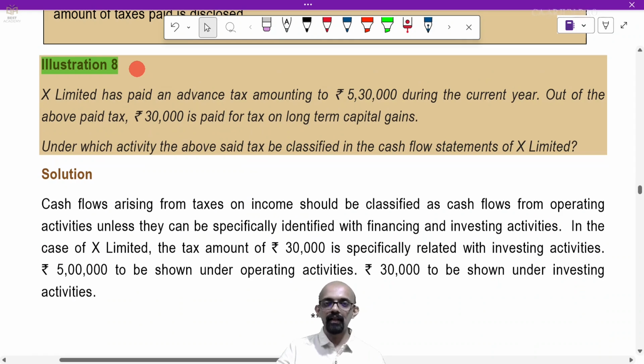Next, illustration 8. So here there is advance tax, of which 30,000 is for long term capital gain. So that portion should come where? Investing. Balance will come in operating.